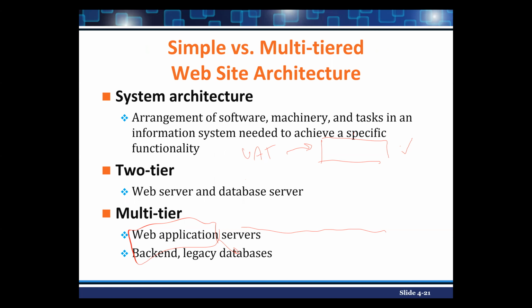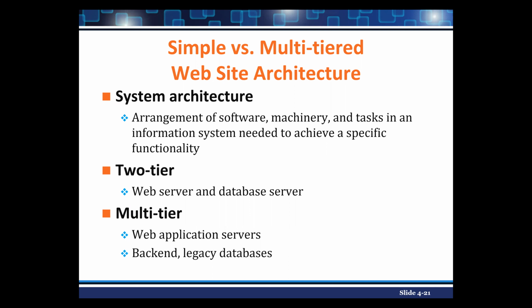Okay. After we finish the maintenance step, the next thing that you have to know is, when you have simple versus multi-tiered website architecture, what do we have to know or what do we have to do? For the system architecture in here, this is the arrangement of software, hardware and task in the information system needed to achieve a specific functionality. Basic thing, if we don't have much complexity, we might use the two-tier instead, to have the web server and database server. That is enough.